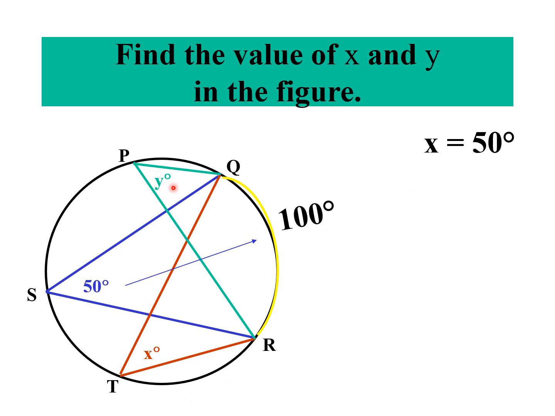And take a look at your y. Also, the intercepted arc is 100 degrees. So all we need to do is to divide it by 2. So y equals 50 degrees.